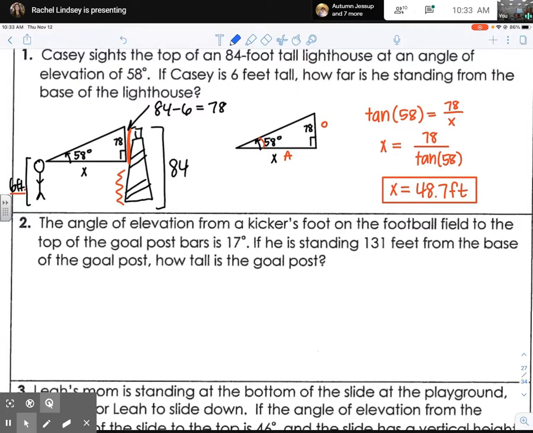Number 2 says the angle of elevation from a kicker's foot on the football field to the top of the goalpost is 17 degrees. If he's standing 131 feet from the base of the goalpost, how tall is the goalpost? So, I'm just going to draw a right triangle. Not going to be perfect, just drawing a right triangle. I'm going to say this is the kicker's foot right here. So that's the foot. This is the ground. Then I'm going to say that is the goalpost.